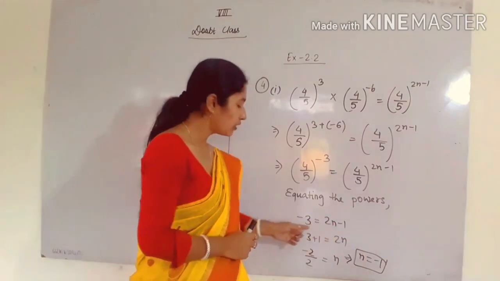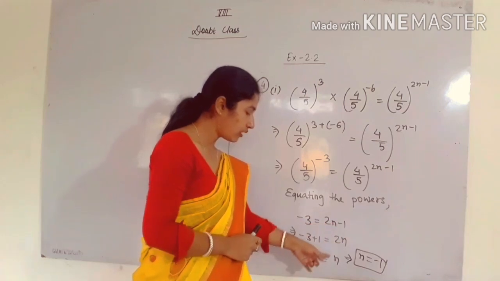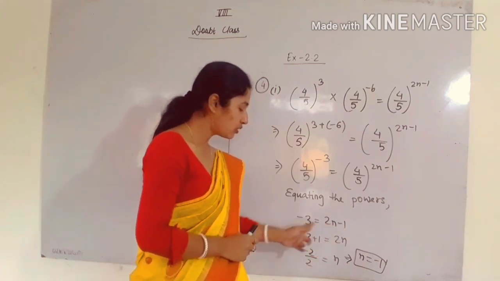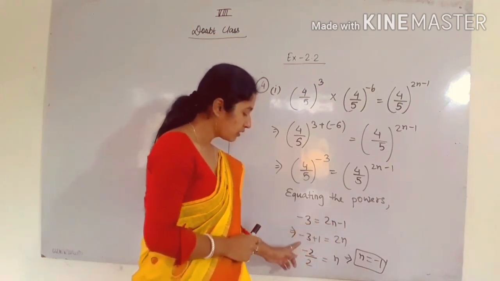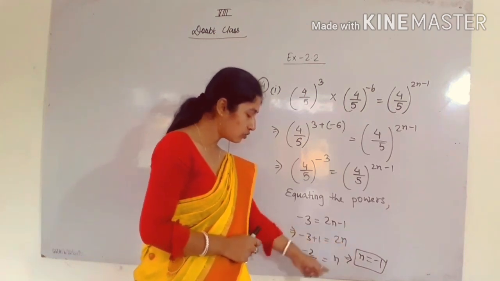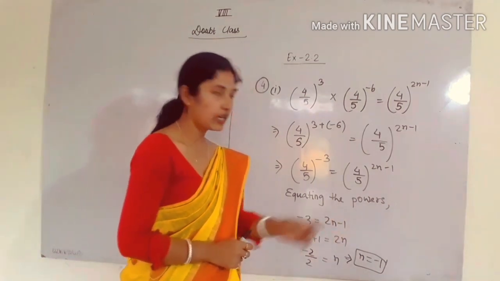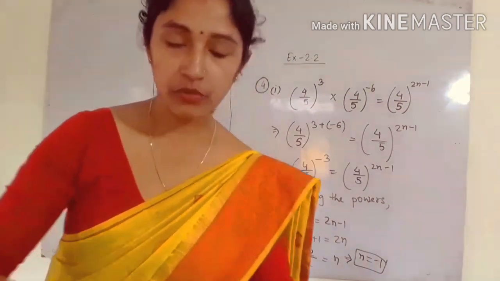So that way we got one equation, and from this equation we have to find the value of n. Transferring minus 1 to that side, you will get plus 1. So minus 3 plus 1 will be minus 2. And here 2 is multiplied with n, so 2 will be transferred to that side. It will divide by minus 2, and we will get minus 1. Okay. So come to the next.